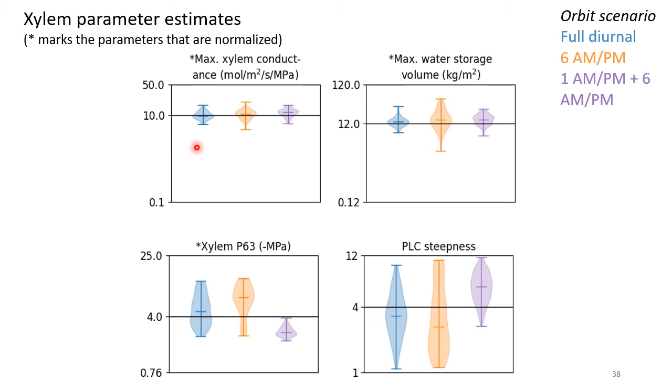So going into parameters related to xylem hydraulics, we can see that all three observing scenarios do quite well looking at the maximum xylem conductance and maximum xylem water storage, which is representing capacitance in this particular model. But they're quite different in terms of accuracy in xylem P63, which is the water potential at which 63% of conductance is lost, where only the one with full diurnal observations really gets this right. And you can see the same thing for this steepness of the conductivity loss curve.